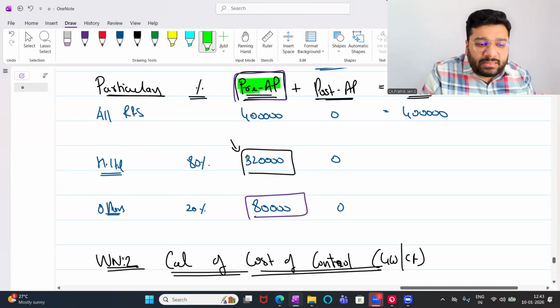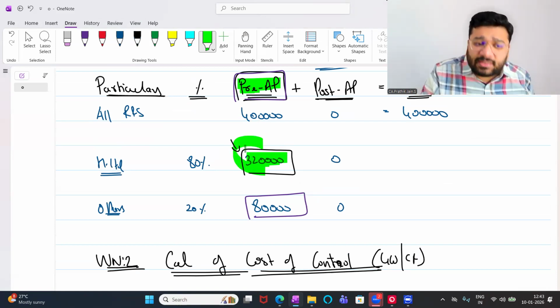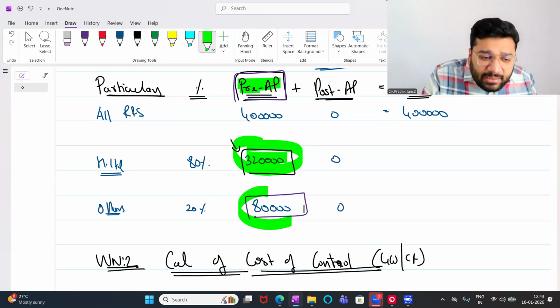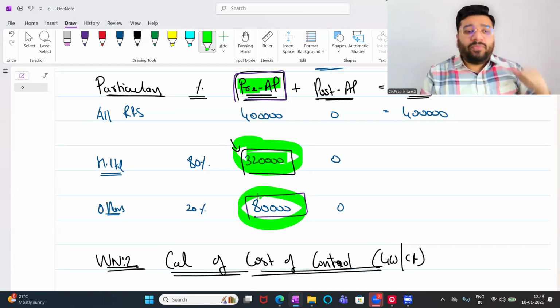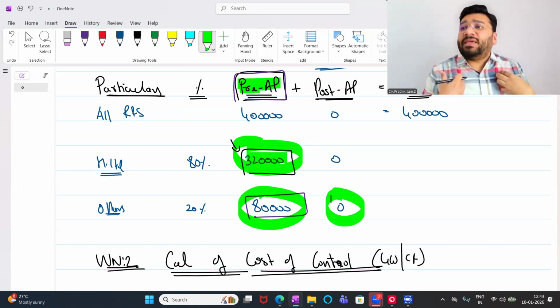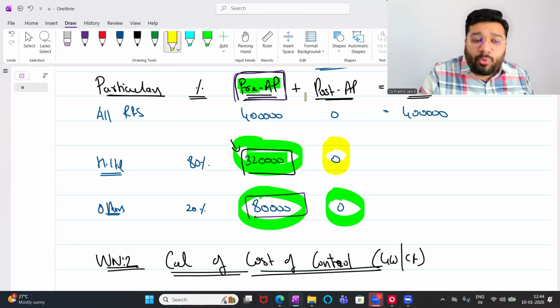Pre-acquisition profit 320. Does it belong to us? Whose profit is this? Old shareholder. So this is his profit. It is not my profit. Can I claim this is my profit? No. This 80,000, whose profit? Minority's profit. This zero, whose profit? Minority's profit. Then what is there for me? Only this profit. So this is the post-acquisition profit.